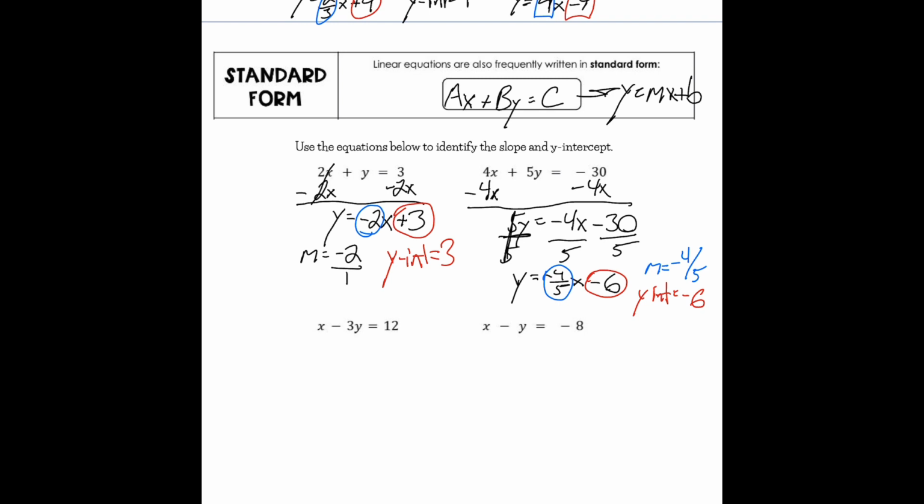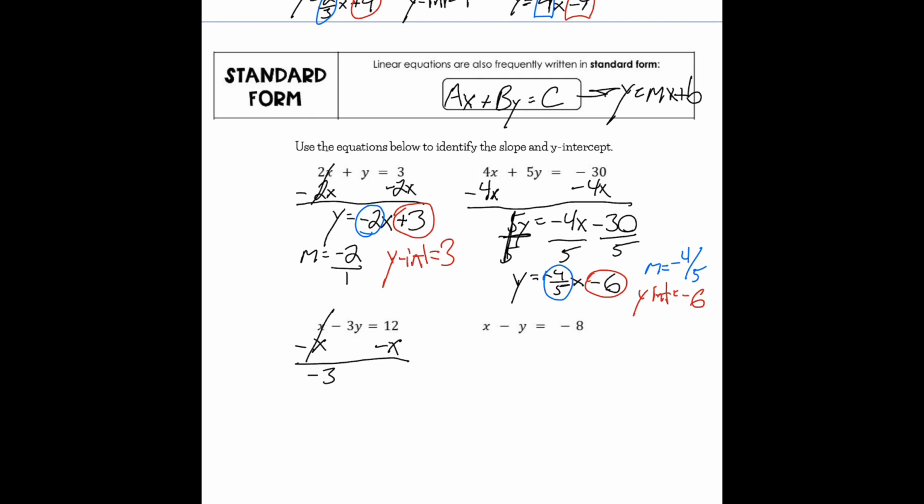All right, next example. We have x minus 3y equals 12. I want to turn that into y equals mx plus b. I want to get that y by itself. The first thing I need to do is get the x to the other side of the equal sign. My x is positive. I'm going to subtract x on one side of the equal sign, so I have to subtract x on the other side of the equal sign. The x's on the left-hand side of the equal sign will cancel.